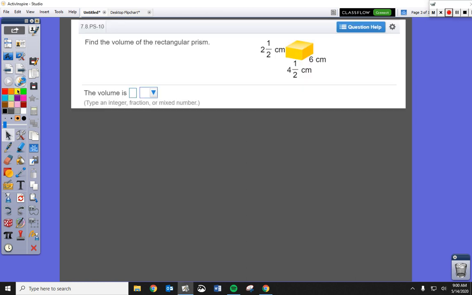All right. Now, we're doing volume here. Great thing about volume, it hasn't changed. Volume equals length times width times height. Or you can even simplify it to this: volume is equal to the area of the base times the height. Either one of these two works.